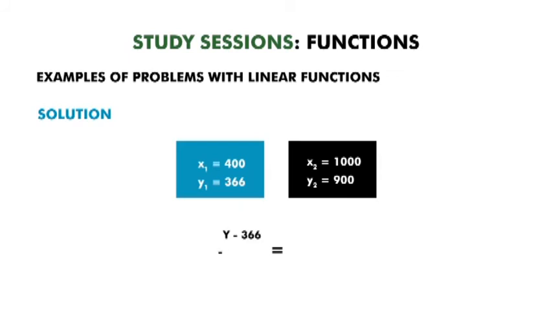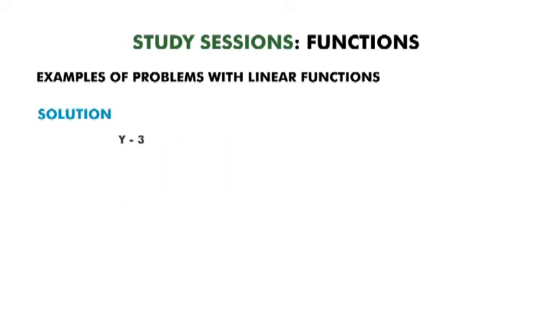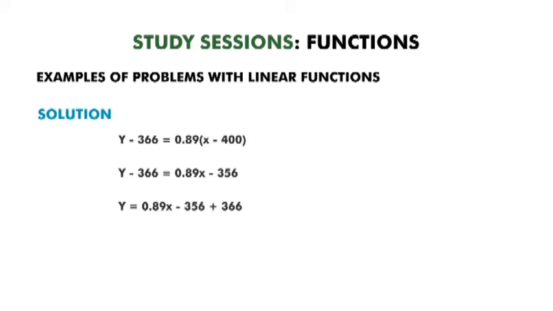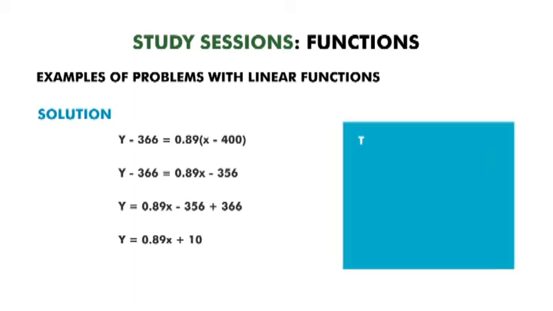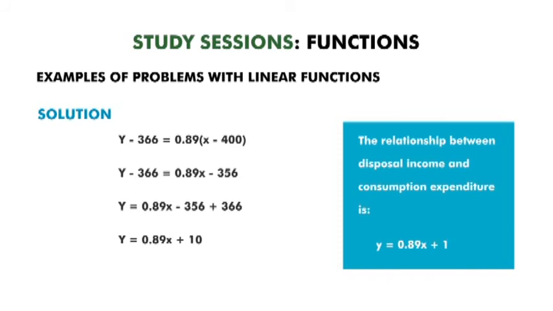Y minus 366 over x minus 400 equals 0.89 over 1. Cross multiply. Y minus 366 equals 0.89 multiplied by x minus 400. Y minus 366 equals 0.89x minus 356. Y equals 0.89x minus 356 plus 366. Y equals 0.89x plus 10. The relationship between disposable income and consumption expenditure is y equals 0.89x plus 10.